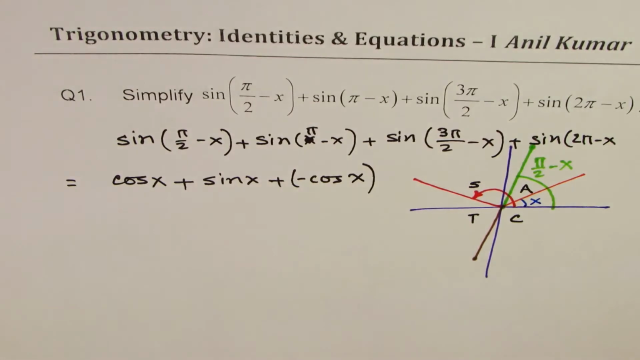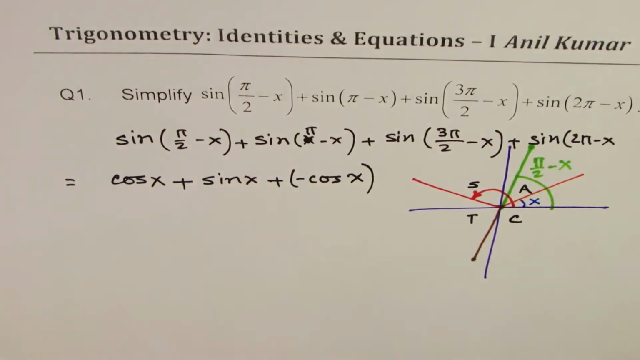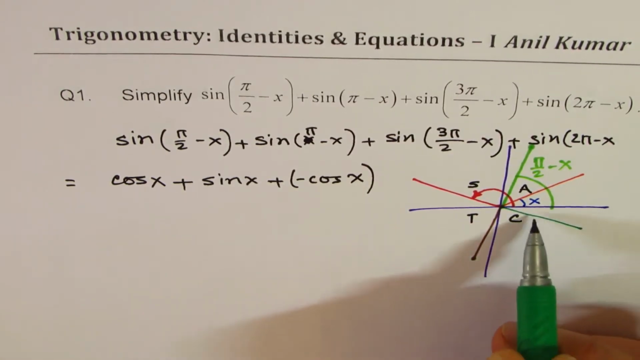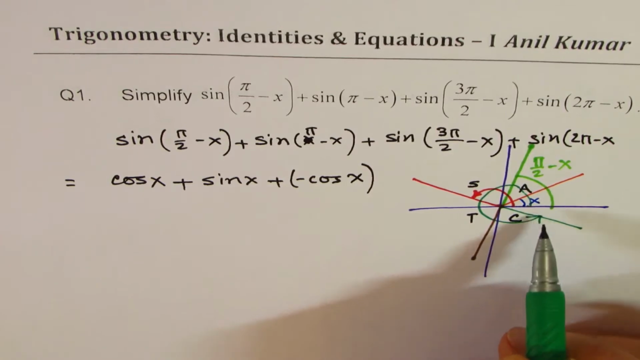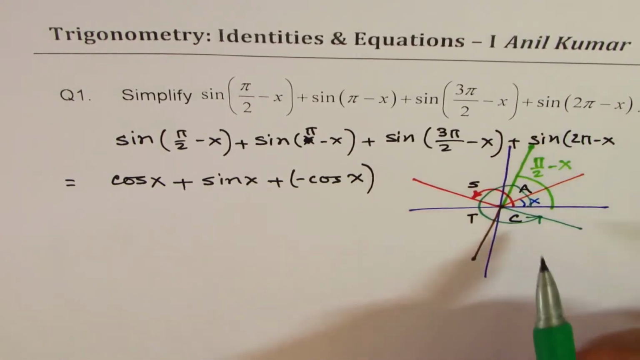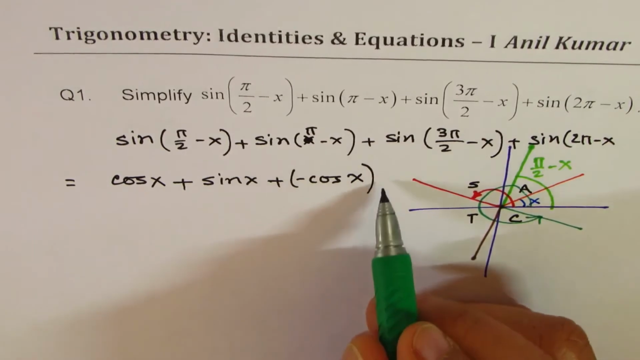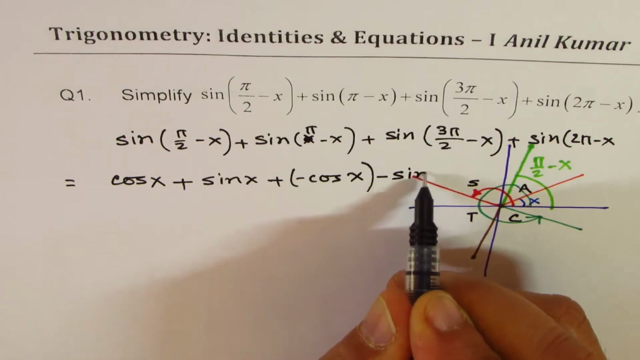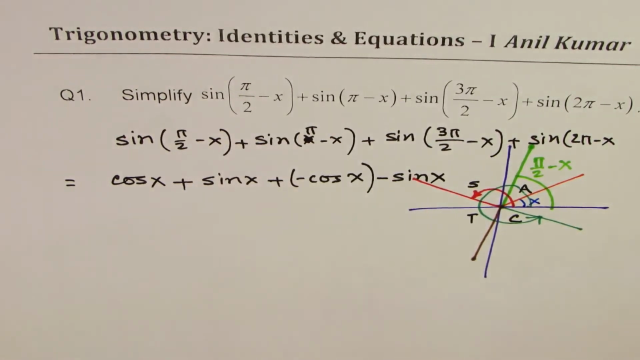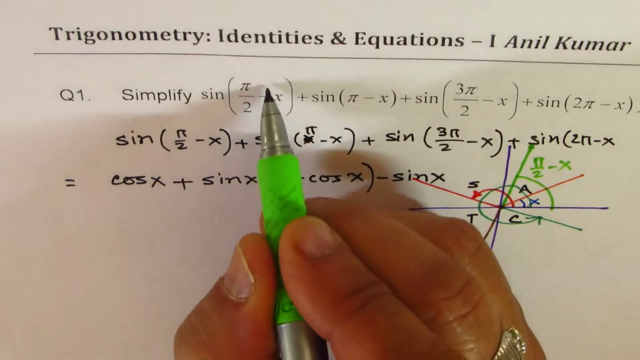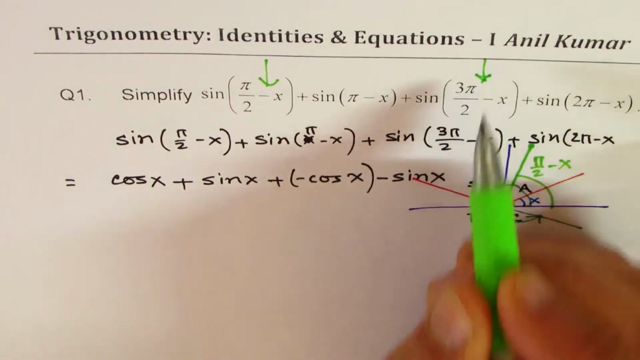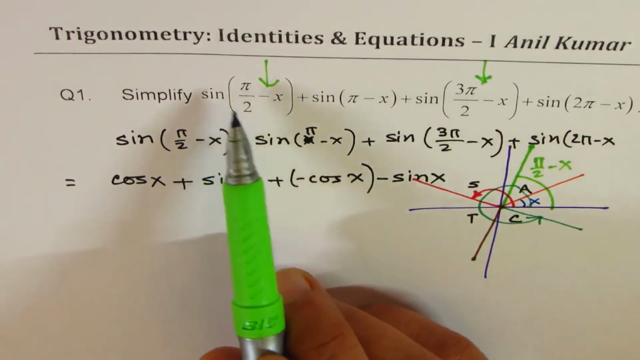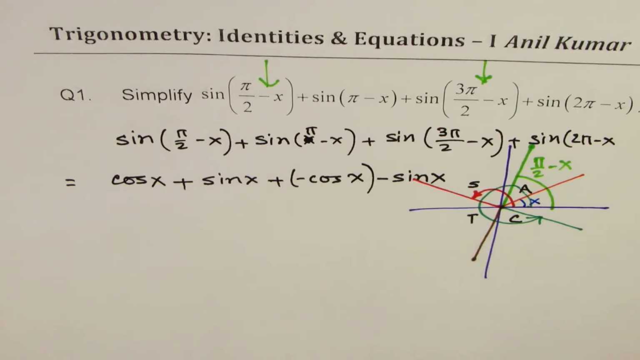The last one here is sine of 2 pi minus x. 2 pi minus x means you are in this quadrant, correct? So that becomes 2 pi minus x. Here again sine is negative, so we can write this as minus sine x. It is important to remember that whenever you have something like pi by 2 minus x or 3 pi by 2 minus x, we are looking into cofunction. Sine becomes cos, cos becomes sine, right?